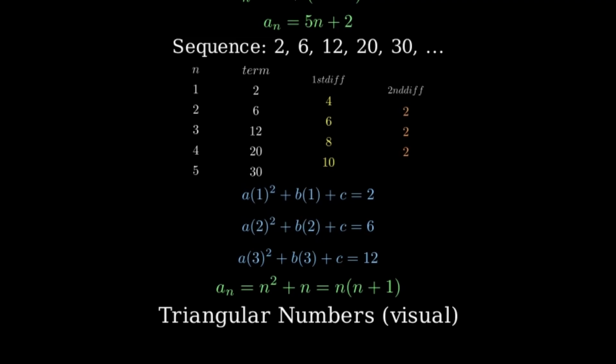We'll draw dots to form triangles and then show a visual derivation of the formula. Triangular numbers count the dots needed to make an equilateral triangular array. 1, 3, 6, 10, and so on.